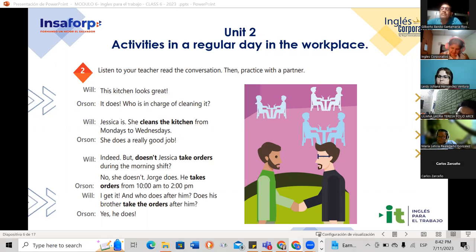Okay, Hazel, I am starting. Perfect, Gilberto. This kitchen looks great. It does. Who is in charge of cleaning it? Jessica is. She cleans the kitchen from Mondays to Wednesdays. She does a really good job.